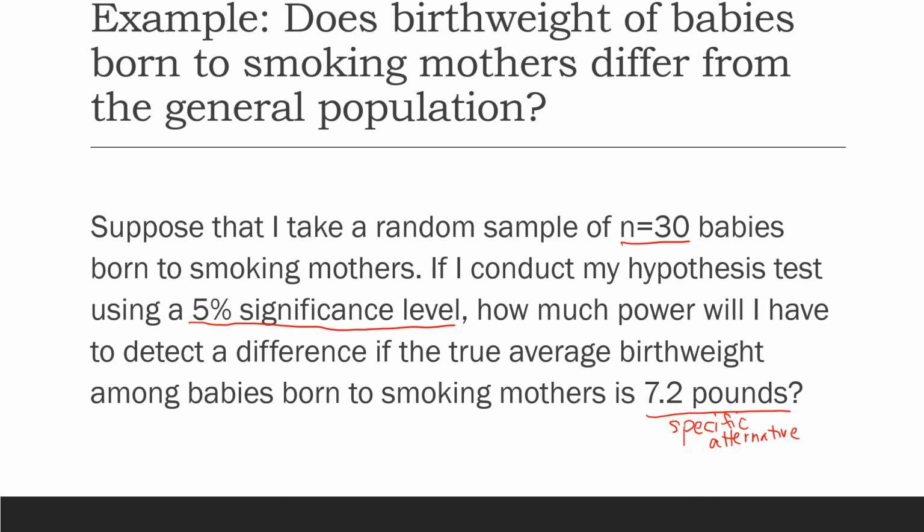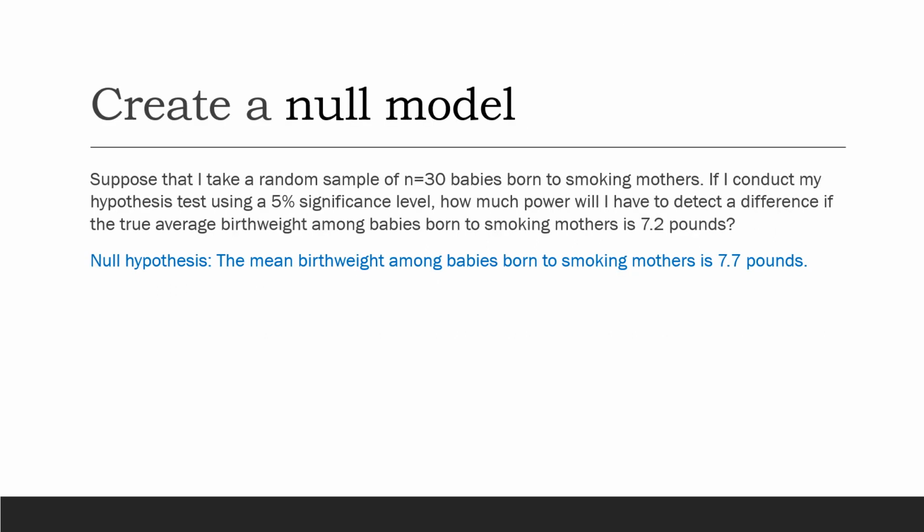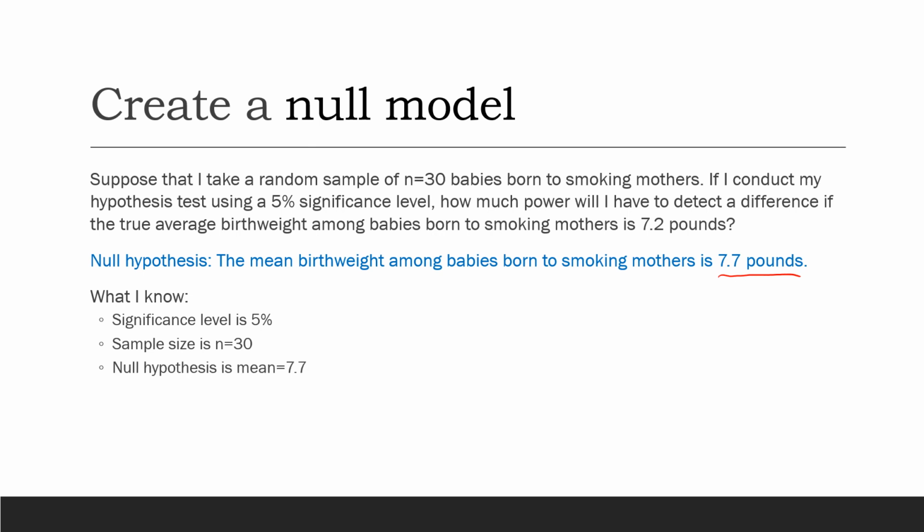Okay, so first, to set up the null model. The null hypothesis is that the mean birth weight among babies born to smoking mothers is 7.7 pounds. Things that I know: the significance level is 5%. I know the sample size is 30. And I know that the null hypothesis mean is 7.7.